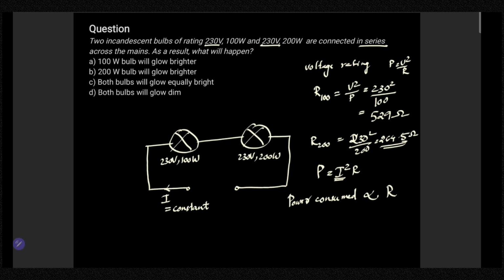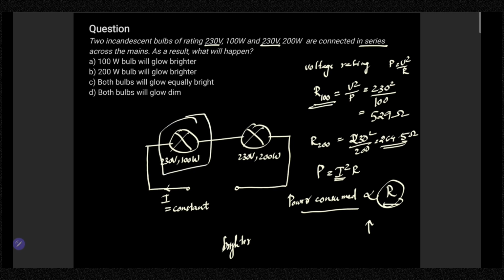What will be the conclusion here? Power consumed is directly proportional to the resistance. So if resistance increases, power consumption also increases, which results in the bulb glowing brighter. So which among the two bulbs has higher resistance? The first bulb. This bulb has higher resistance, hence the power consumption will be higher and it will glow brighter. So the first option is correct: the 100-watt bulb will glow brighter.